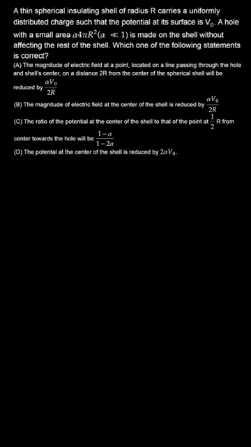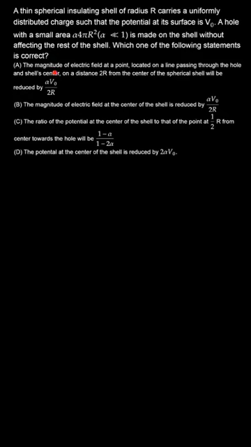Hi, the question states that a thin spherical insulating shell of radius r carries a uniformly distributed charge such that the potential at its surface is V naught. Now, a hole with a small area alpha 4 pi r squared, where alpha is very small, that means this area is very small as compared to the surface area of the sphere, is made on the shell without affecting the rest of the shell. Which of the following statements is correct?